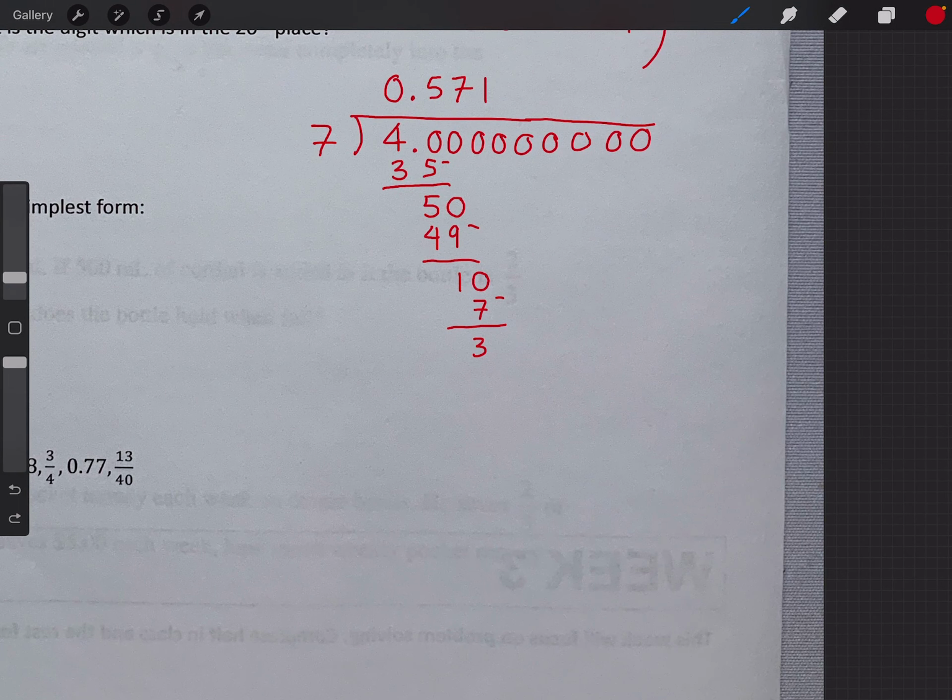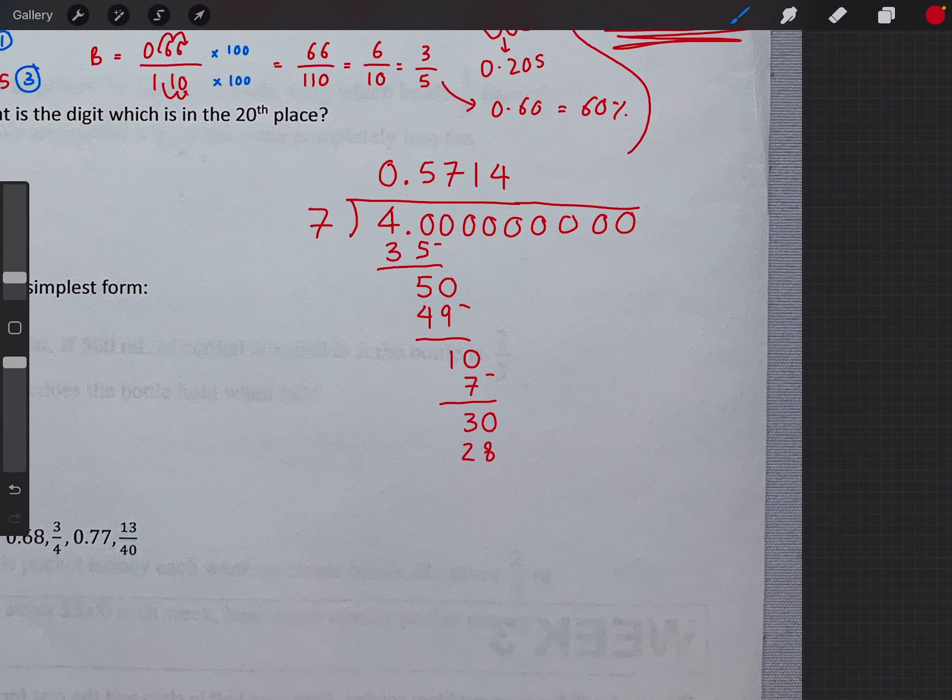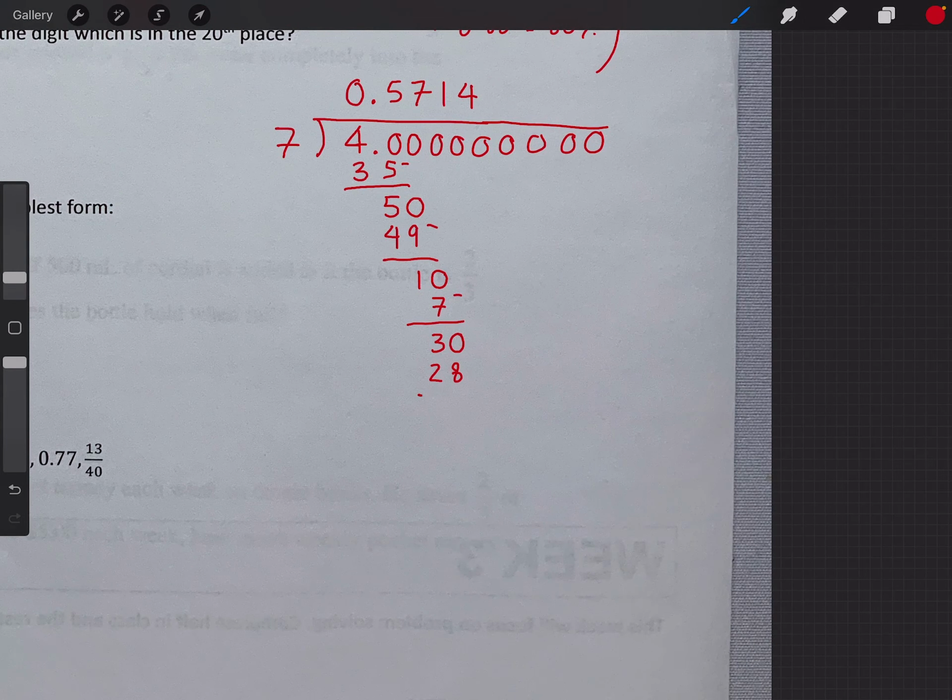Okay, so let's see what the next one is. You bring the 0 down, and 30 divided by 7 is 4. 7 times 4 is 28. So what we're going to do is keep going until we see the repeating number. Okay, so now we got 28. Do a subtraction, you get a remainder of 2.